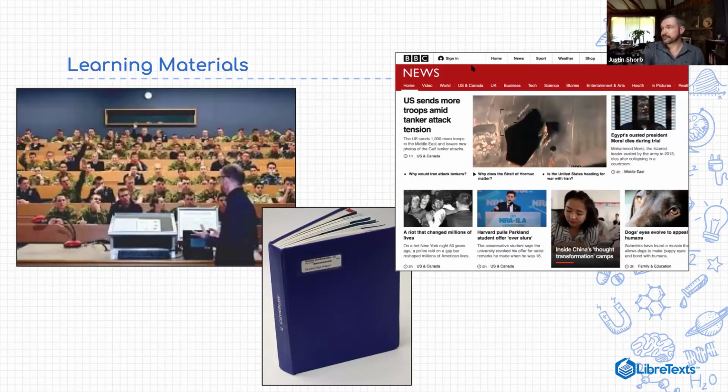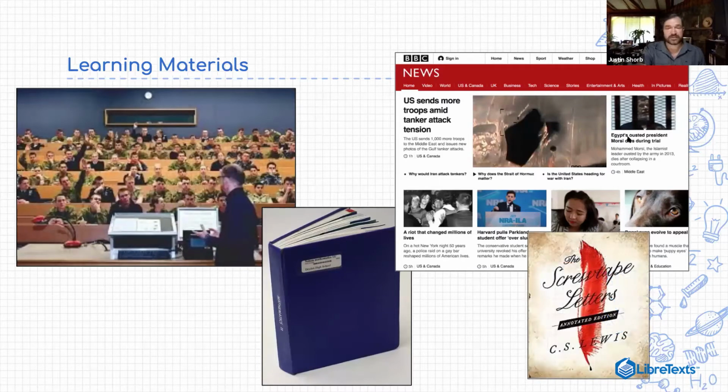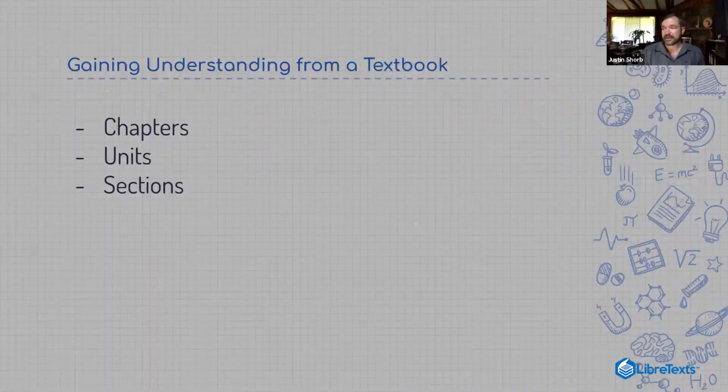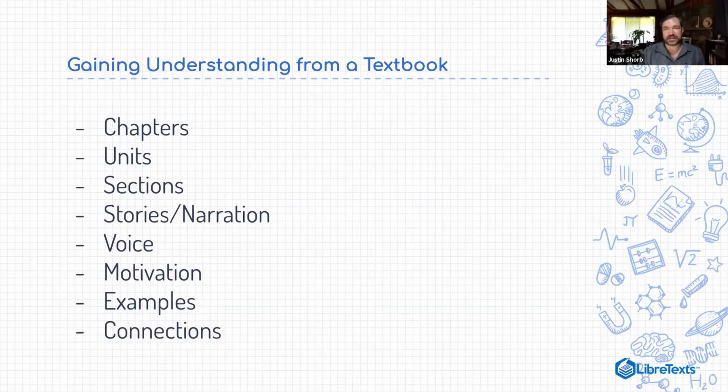For instance, even textbooks, you can learn from regular books too, the stories of letters. All these things are ways that you could learn from some written material or spoken material, and they have their different advantages. When you gain understanding from a textbook, we're used to the same structure of chapters, units, and sections. There's some narrative that goes through there, and that story or narration that the author gives has some sort of voice to help students to understand what things are going through.